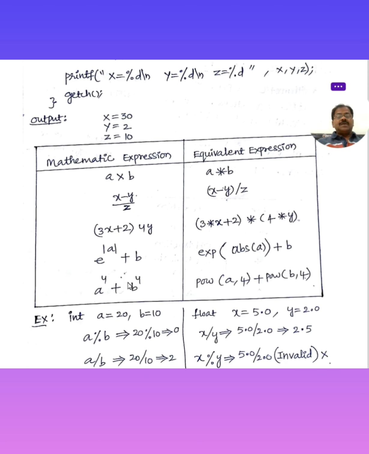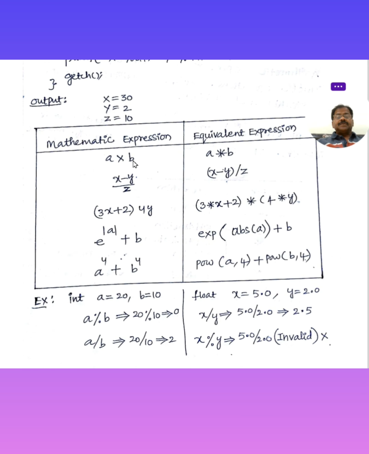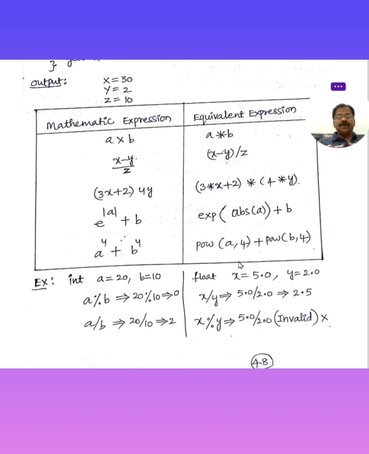A into b we can write as a asterisk b. X minus y by z we have to write like this for expressions. To evaluate expressions we have to write them in our programming language like this. For 3x plus 2 into 4y we write it like this. Absolute of a we write like this, and a to the power of 4 we write as power of a comma 4.